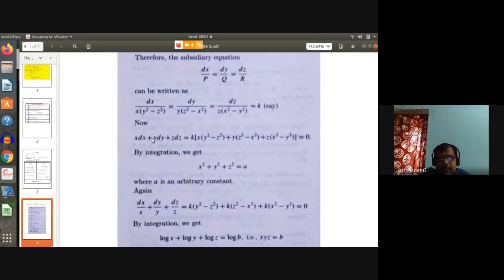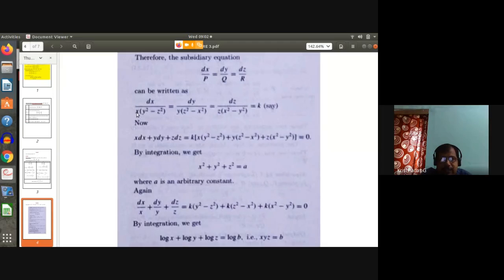So what we get is x dx plus y dy plus z dz is proportional to 0, that is equal to 0. So that leads to this equation. We get one solution from the auxiliary equation, that is x square plus y square plus z square equal to a. Now we have to determine one more solution, that is our v, and for that we look at these factors. We simply add these factors by excluding the common factor x, y, z. You will get again 0.